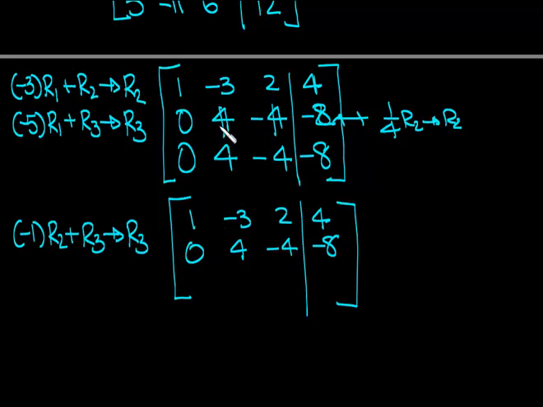Now what do I do? I multiply this by negative 1. 4 times negative 1 is negative 4, plus 4 is 0. Negative 4 times negative 1 is positive 4. Positive 4 minus 4 is 0, 0.